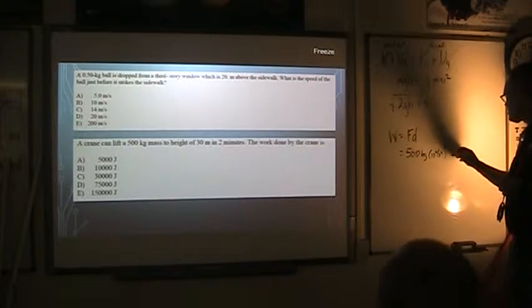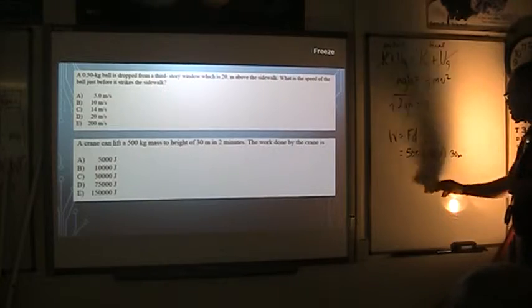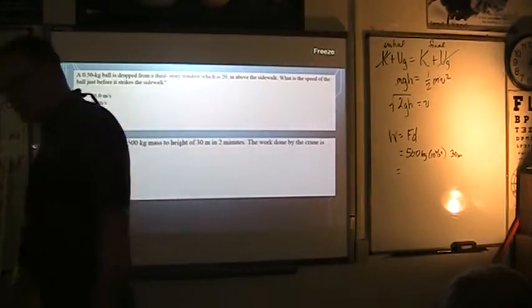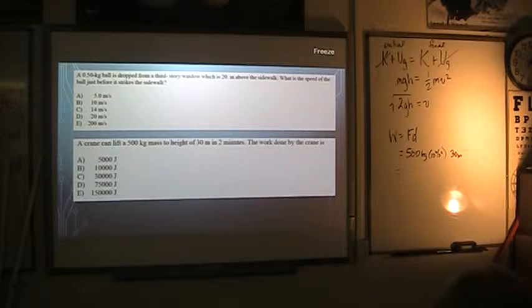And the distance is 30 meters, correct? Yeah. 500 times 10 is 5,000. 5,000 times 30 is 150,000. The correct answer is E. I'm liking it. Let's do something.